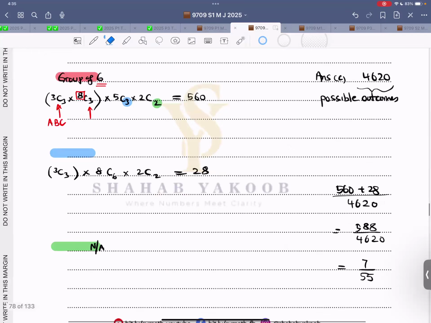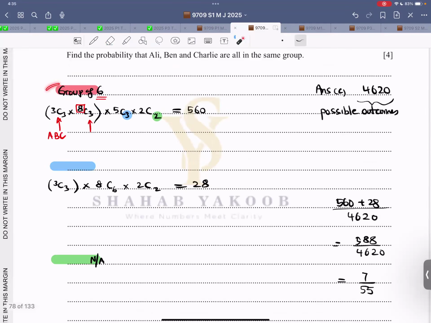So now over here, got this idea? Group of 6. First fit in ABC. 3C3 is 1. Out of the remaining 8, fit 3 in. So group of 6 is formed. Then group of 3 from the remaining 5, group of 2 from the remaining 2. That's 560 ways of doing it.